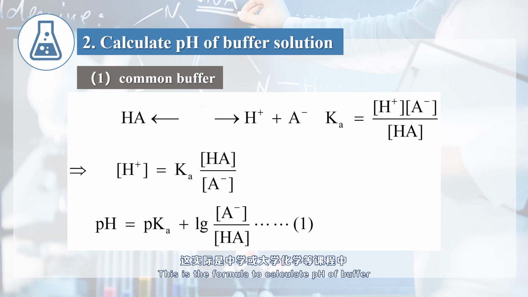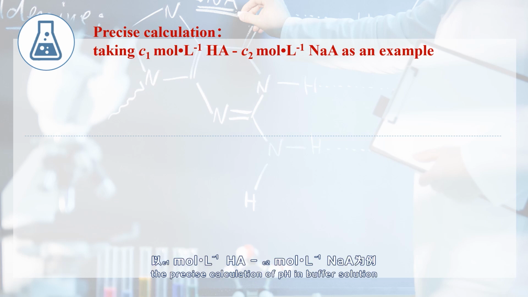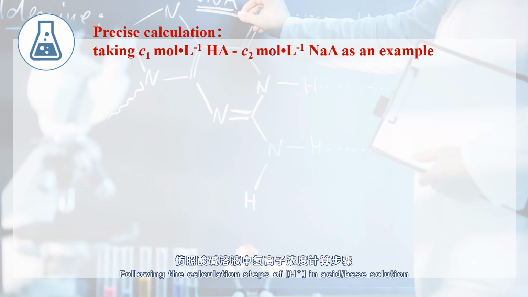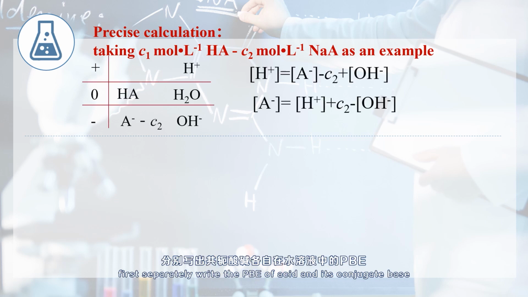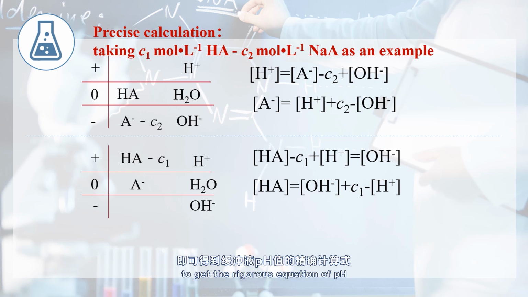This is the formula to calculate pH of buffer solution used in middle school or college chemistry, also the simplest form. Take the case of C1 mol per liter HA and C2 mol per liter NaA to discuss the precise calculation of pH in buffer solution. Following the calculation steps of hydrogen ion in acid-base solution, first, separately write the PBE of the acid and its conjugate base, and then substitute the PBE into the simple formula to get the rigorous equation of pH.